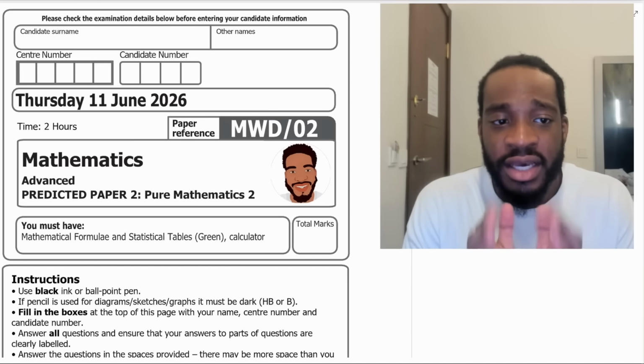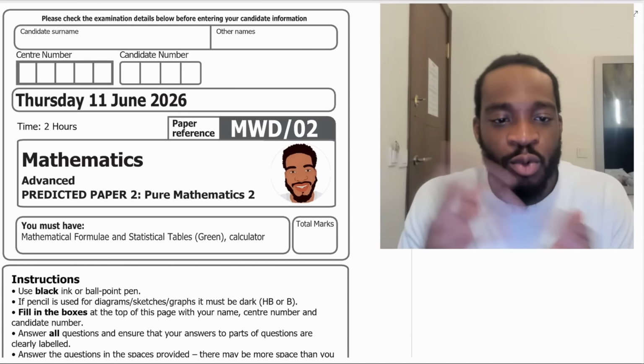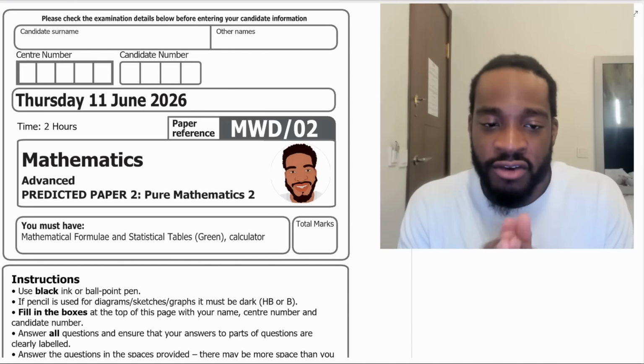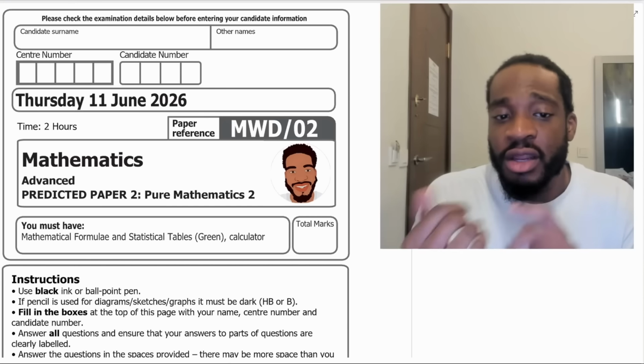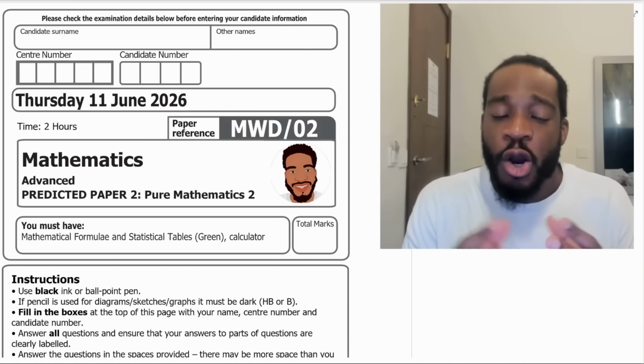The paper is 101 marks. Normally my papers are a bit longer because there's more marks, but I've got it down a bit. Overall, I think it's a very straightforward paper. There are definitely tricky questions, especially the last one and the one before that actually. But overall, I think it's a pretty okay paper.